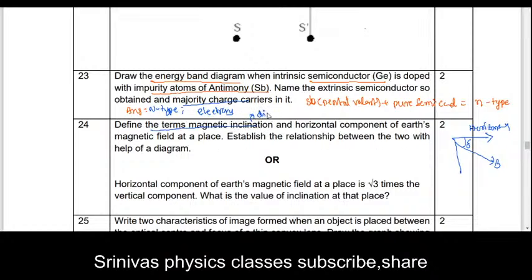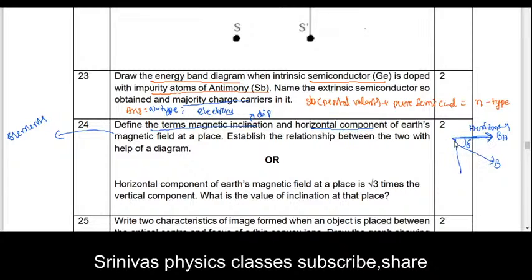Inclination is also called dip. Elements of earth magnetism is a very important topic. I will give the link. This net earth magnetic field making some angle with the horizontal is called the angle of inclination.